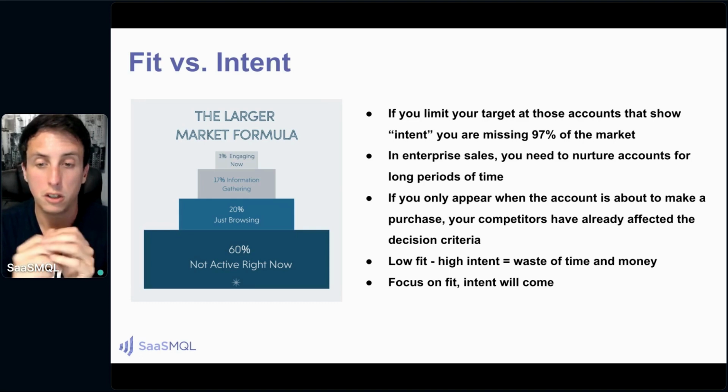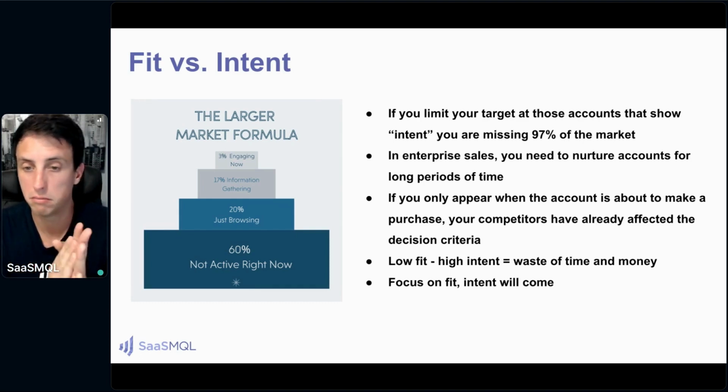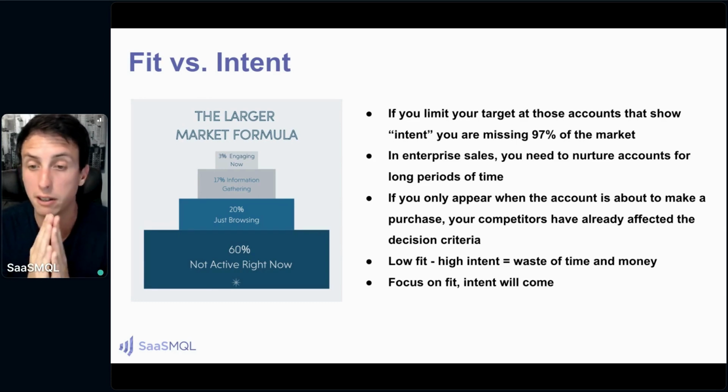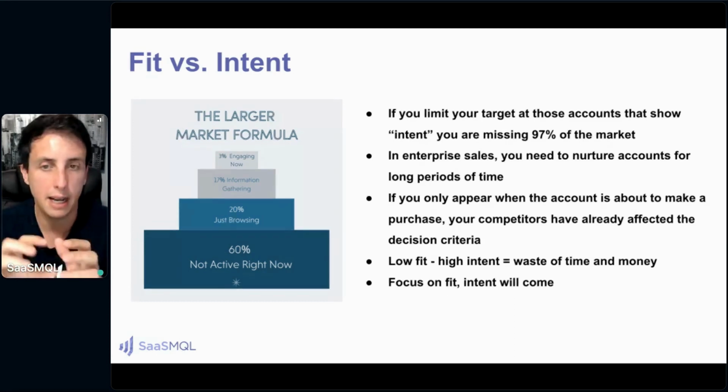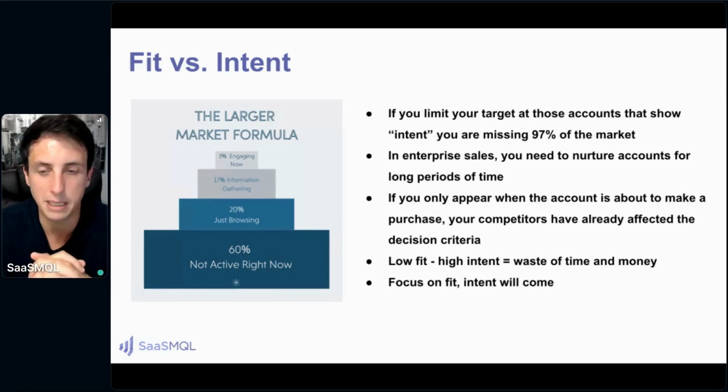And so you want to actually target everyone who is not buying today, as long as it's a great fit for your product and solution based on what we discussed earlier. If they are a great fit, you want to target them today. You know they're probably not buying today, but you want to build a relationship, you want to nurture them. And if you focus on those with a great fit, eventually they're going to become interested in buying.